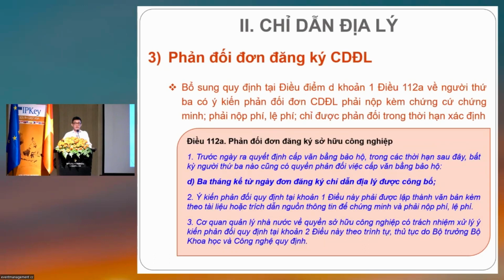Similarly, other things like objection to patent applications. When you submit a GI application, you have to pay attention to deadlines. So 3 months: it will be expressed within 3 months since the GI application was published.